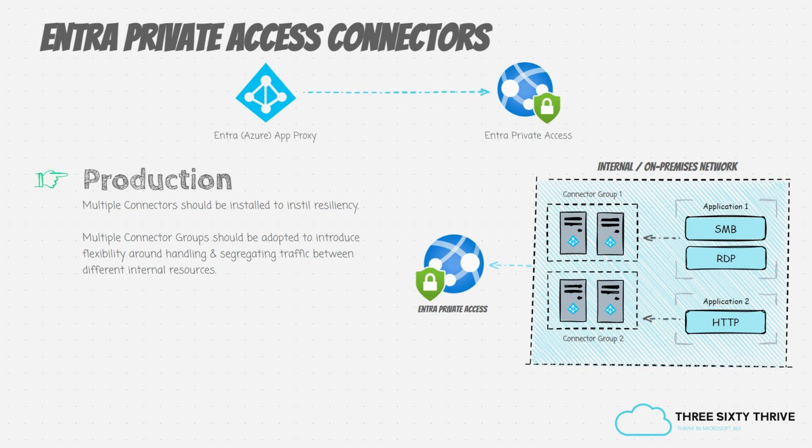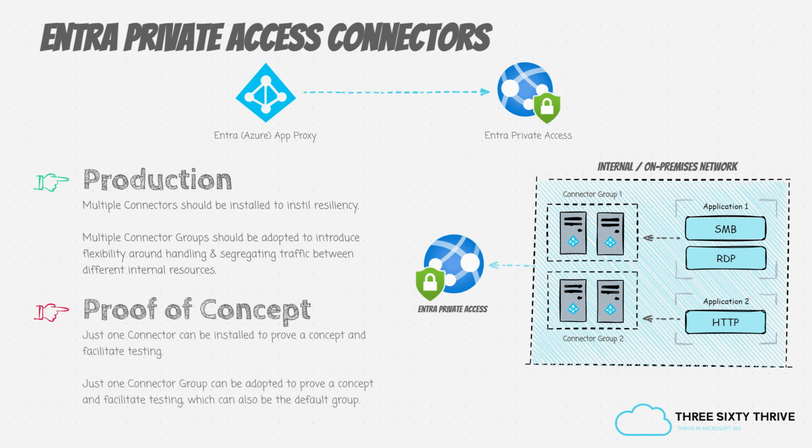In a production environment, we do recommend having multiple connectors spread across multiple connector groups. Not only do multiple connectors instill resilience by introducing an element of redundancy if another connector fails, but groups also allow you to handle and segregate traffic between different internal resources, such as applications. For the purposes of this recording and initial proof of concept walkthrough, we will create a new connector group, but we will only install one single connector.